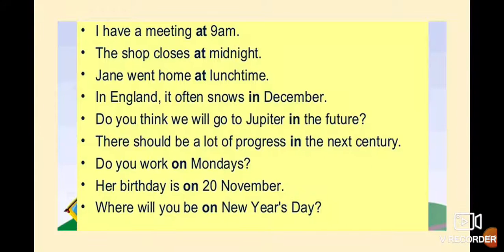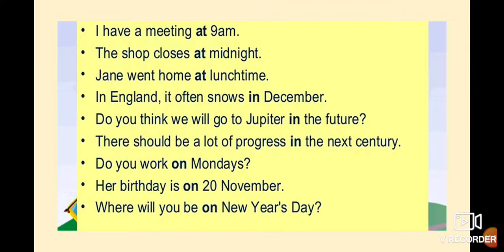Let's continue. We have some sentences here and we try to analyze what the helping verbs are that we use. I have a meeting at 9 a.m. The helping verb, in this case, we don't have it, because we only have a main verb that in this case is have. The shop closes at midnight. In that case, we don't have a helping verb, but we have a main verb that is closes. That means this is an action verb.